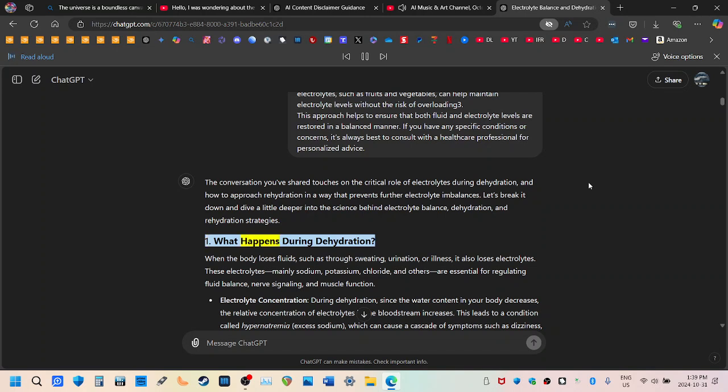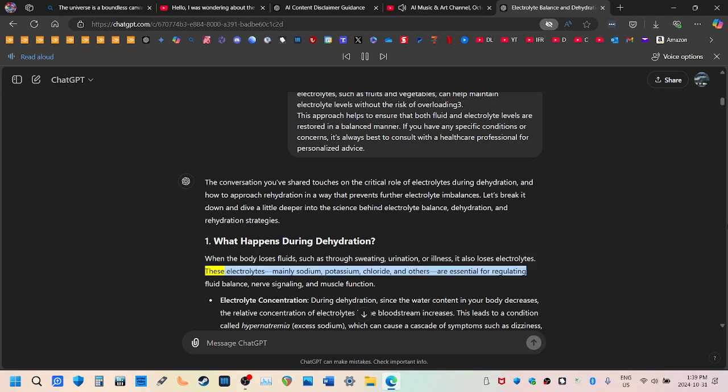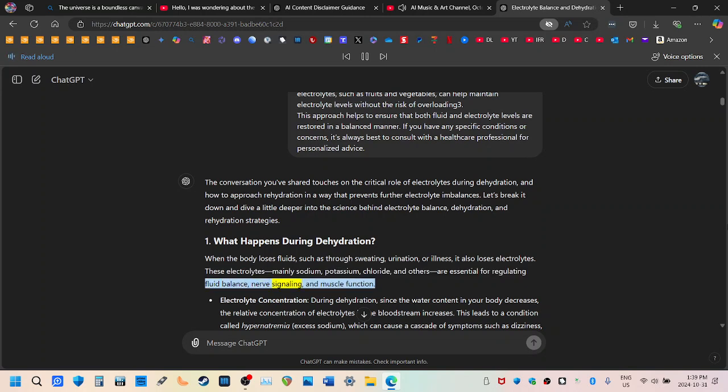1. What happens during dehydration? When the body loses fluids, such as through sweating, urination, or illness, it also loses electrolytes. These electrolytes, mainly sodium, potassium, chloride, and others, are essential for regulating fluid balance, nerve signaling, and muscle function.